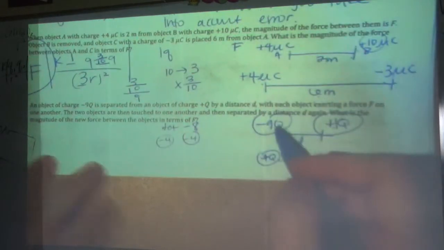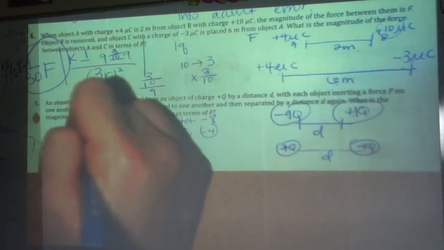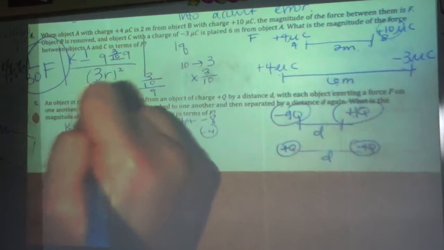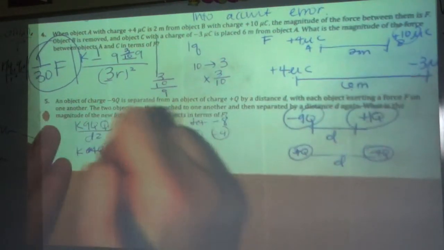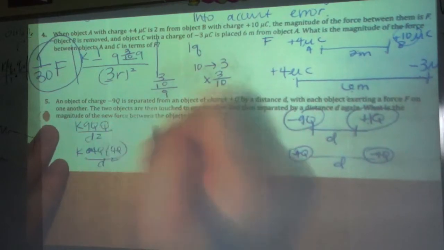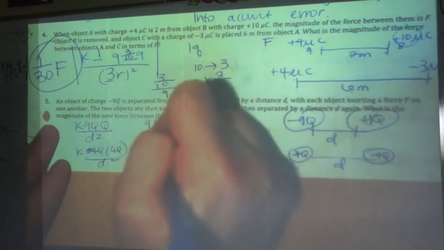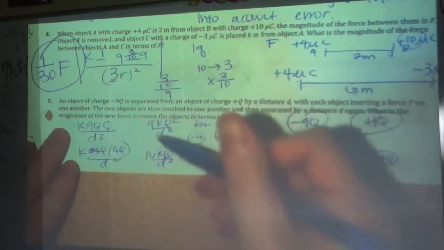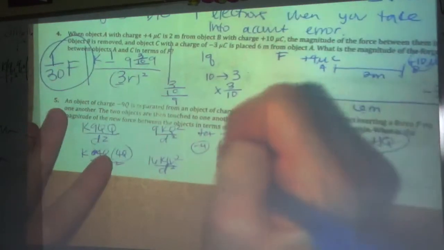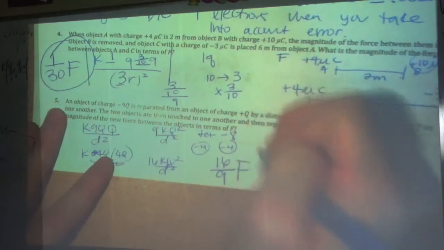I think most people do the, okay, this is k, 9q, q over d squared, and now this is k, -4q, well, we don't care about the negatives, 4q over d squared, so this is 9k q squared over d squared, and this is 16k q squared over d squared. Well, it was 9, now it's 16, so that's 16/9 of the original force.